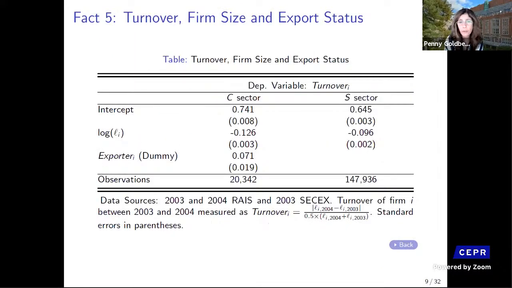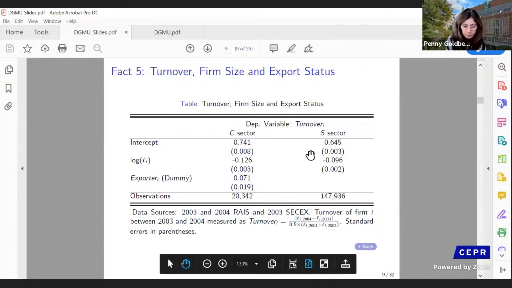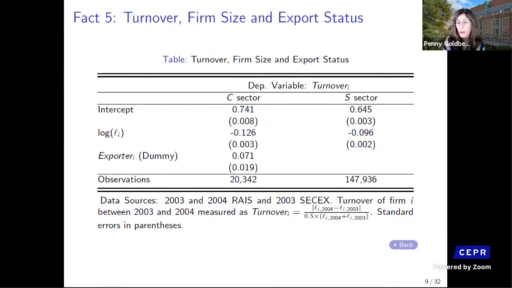So let me show you briefly what fact five looks like. We can construct a variable that captures turnover. The way turnover is defined, it captures both expansions and contractions. And we can regress this variable on an intercept, the size of the firm, that's the log l_i, and an exporter dummy. We do that separately for the manufacturing sector, that's the C sector, and for the service sector. And we consistently find that larger firms have a lower turnover. That applies both to the manufacturing sector and to the service sector. But then conditional on size, exporters, this is this coefficient here, exporters have higher turnover. So this is going to be important. I will remind you of this fact later when I come to the model.